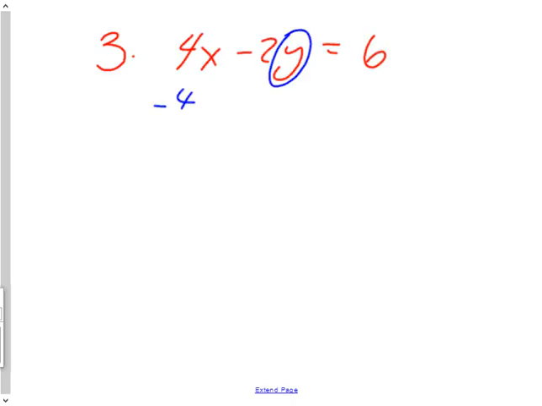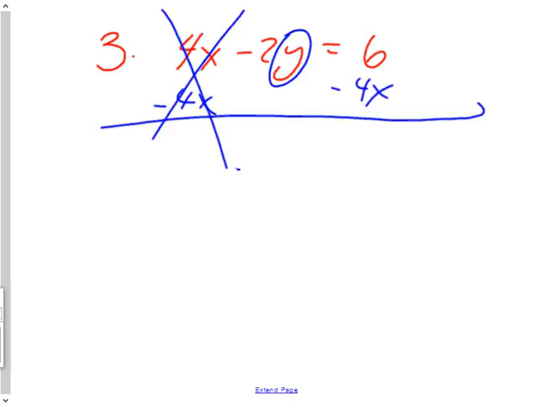Minus 4x is correct, sir. And then these cancel. Negative 2y equals negative 4x plus 6. Could I have written 6 minus 4x? Yes, but it's better to put the 4x first, because that's the way our form always has the x's first in the form that we're used to.